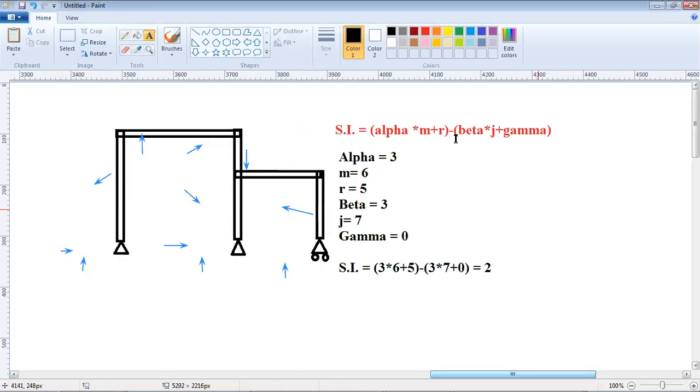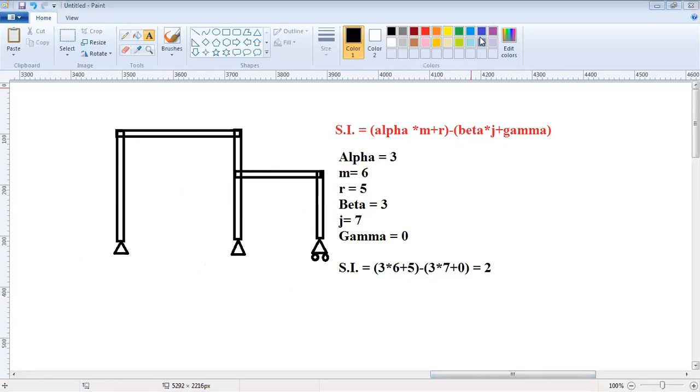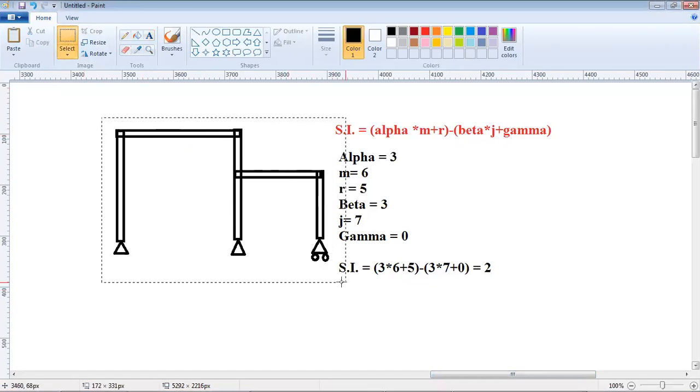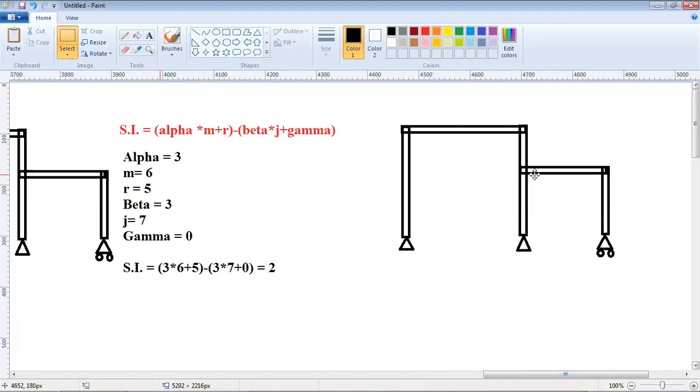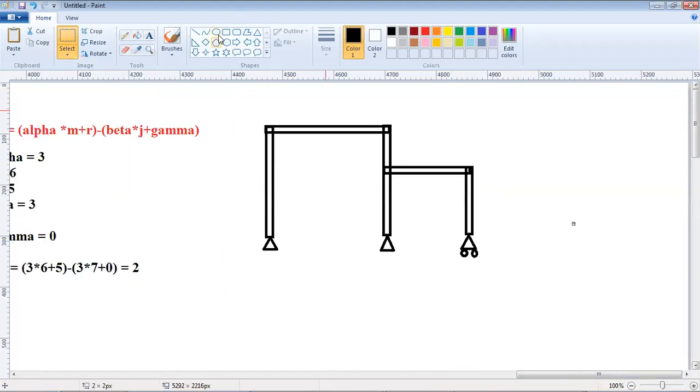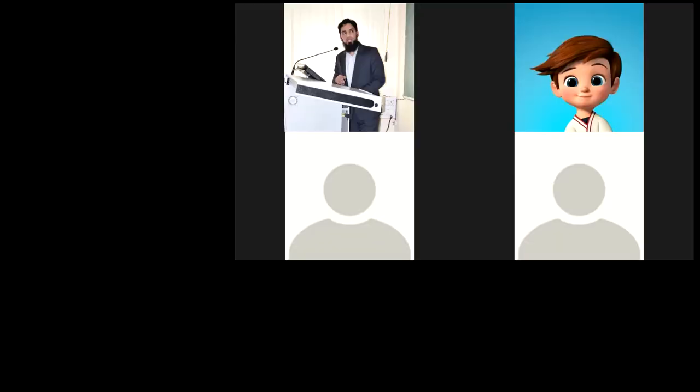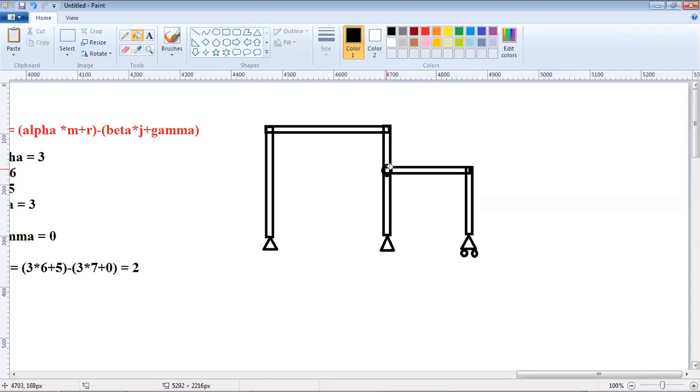Now for the same question, I take the same frame and I introduce a hinge here. This is an internal hinge here. This one, for example, this is an internal hinge.